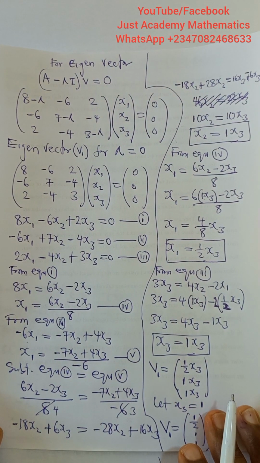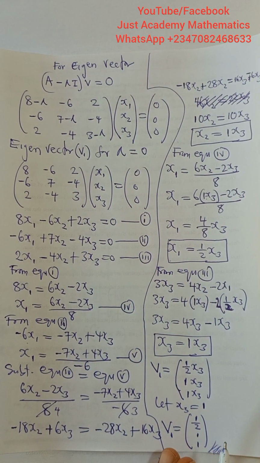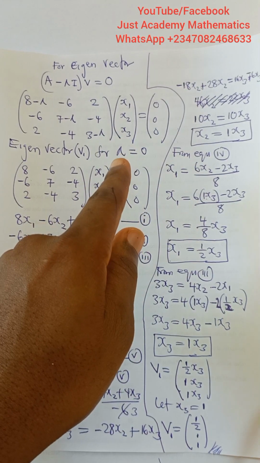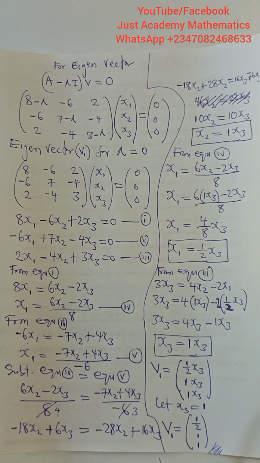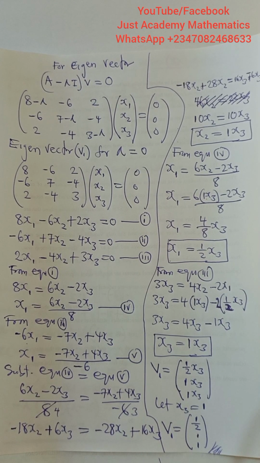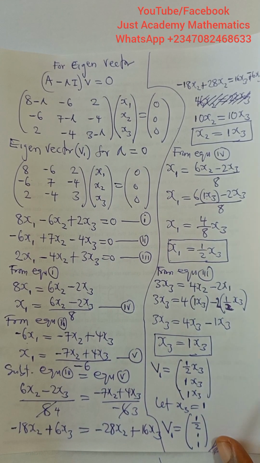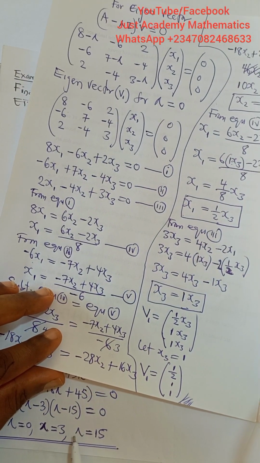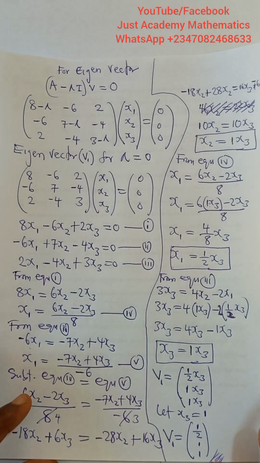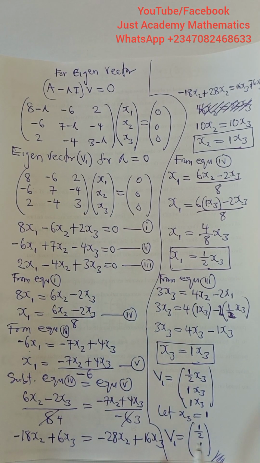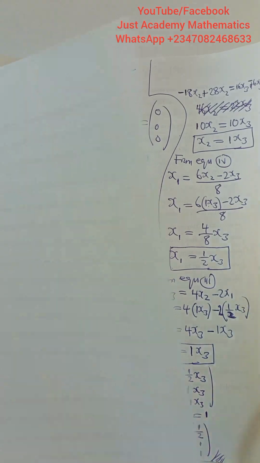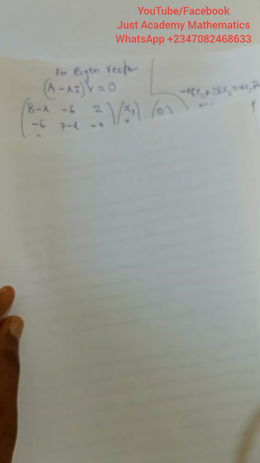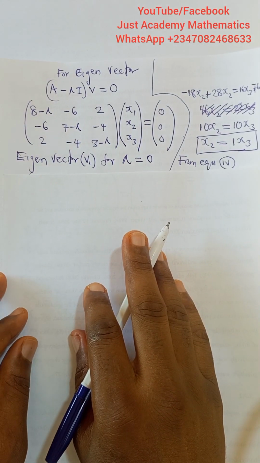Okay, I want to show you that I've gotten the eigenvector, the corresponding vector for the eigenvalue when the eigenvalue is 0. Now I want to get the corresponding vector when the eigenvalue is what? You know, we have 3 eigenvalues: 0, 3, and 15. So I've solved for the corresponding vector for 0. Let's go for the corresponding vector for 3. So we can pick up from here.